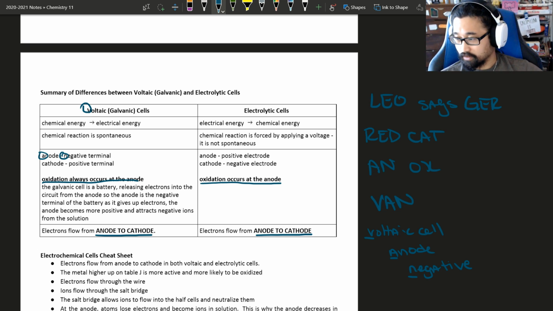The other piece, voltaic cell makes voltage, it makes electricity. Electrolytic cell makes electrolytes, it makes chemicals. The type of cell tells you what it makes, and then you have Leo says grr, red cat, and ox. They drive around in a van.